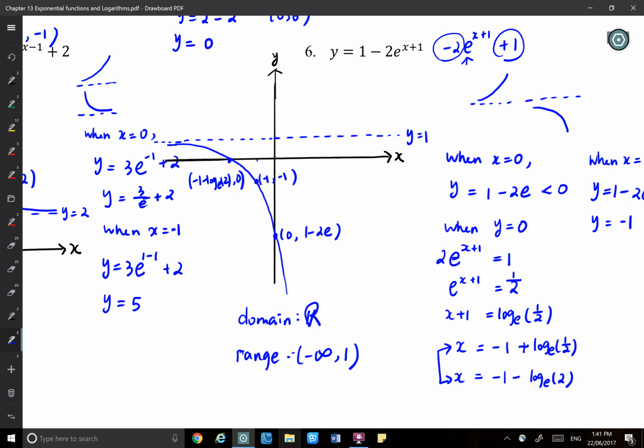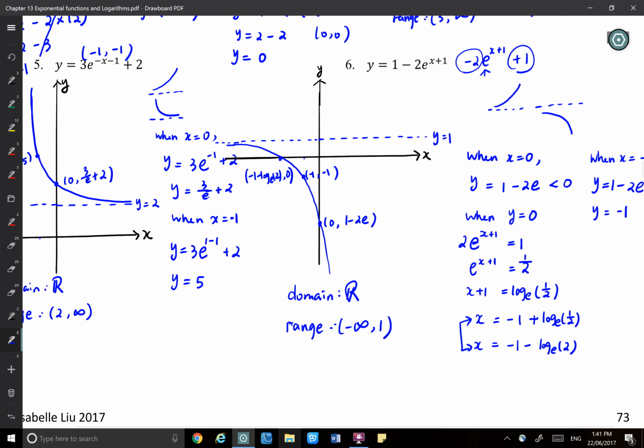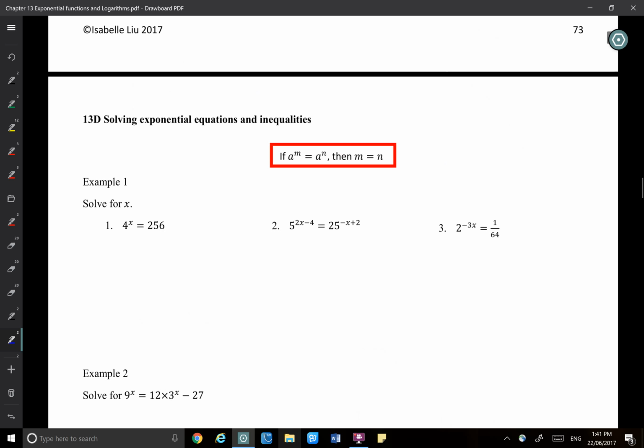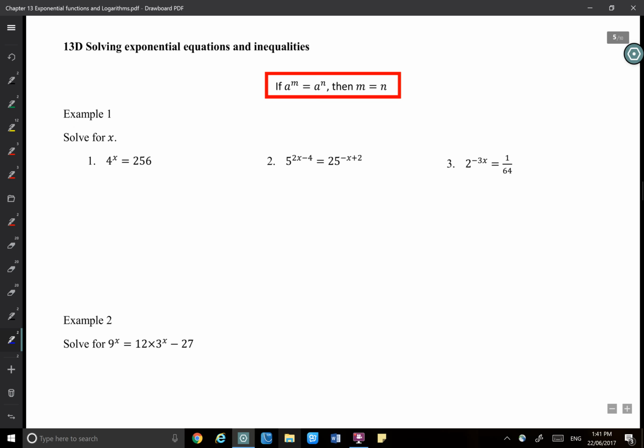Okay, so sketching is easy. If you know what you're trying to do, that's easy. Okay, let's go to the next page, 13D, page 5. I'm pretty sure we have learned this in Year 10 as well. I remember I was teaching you that last year.